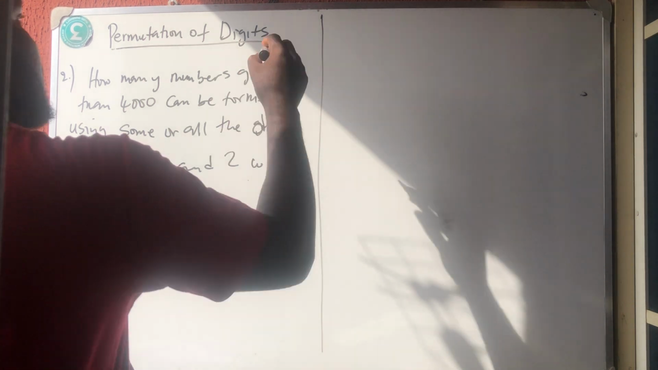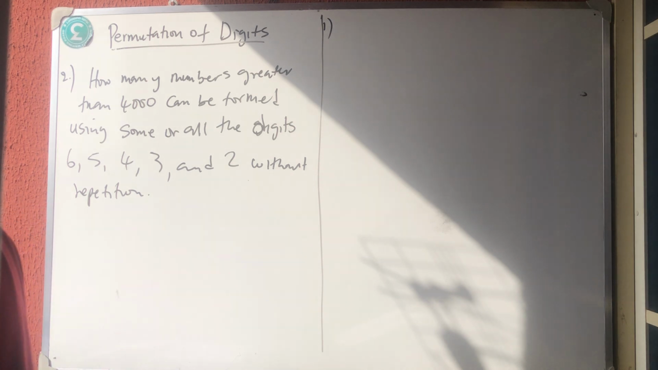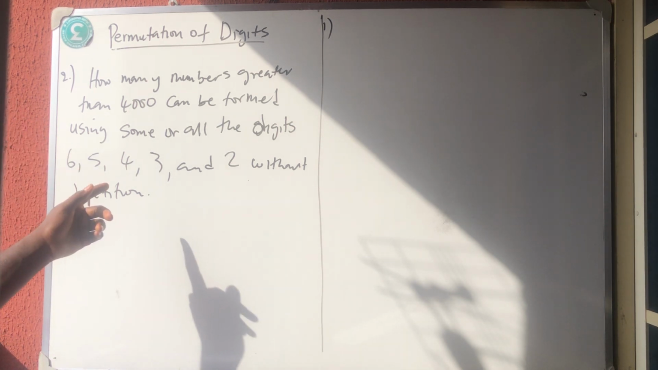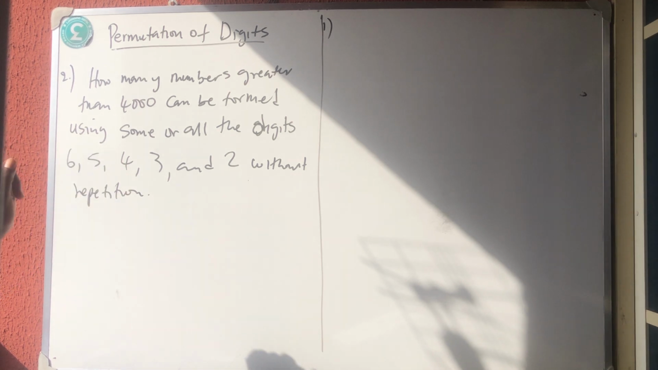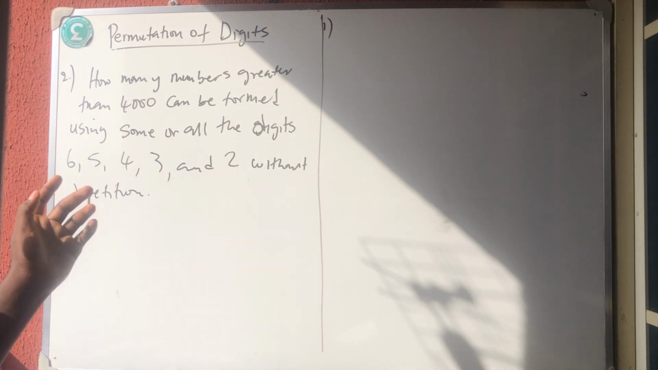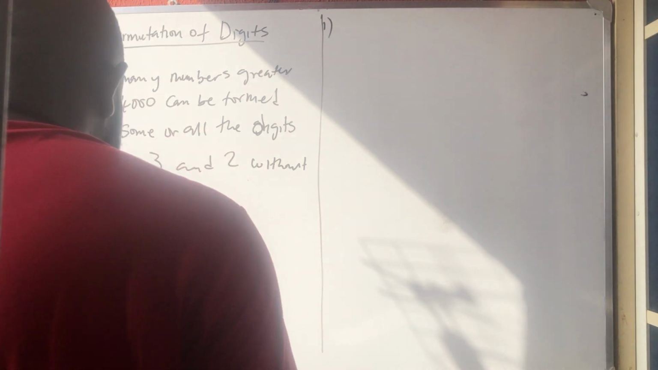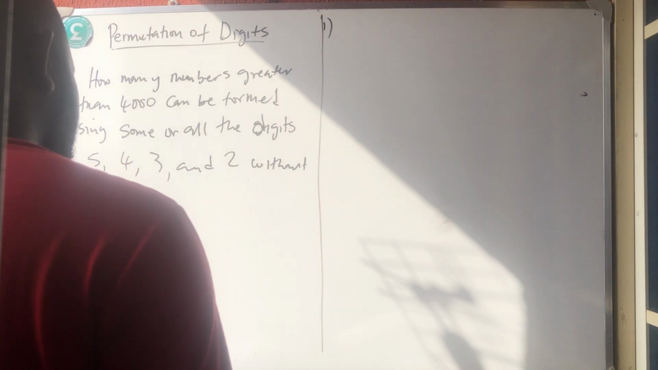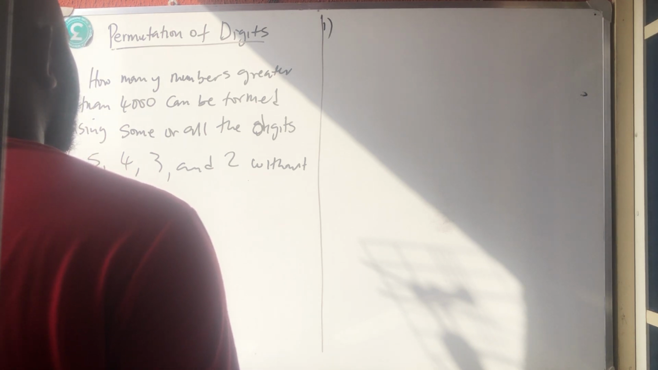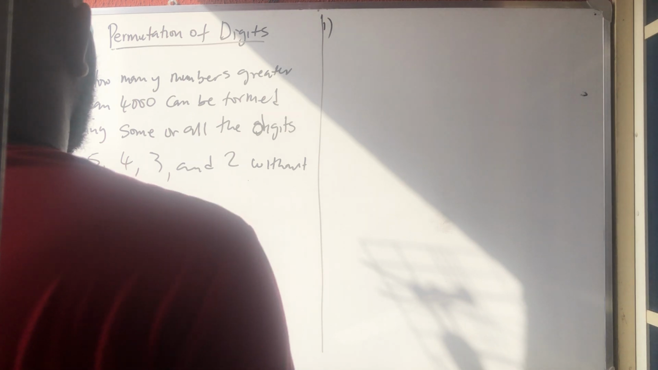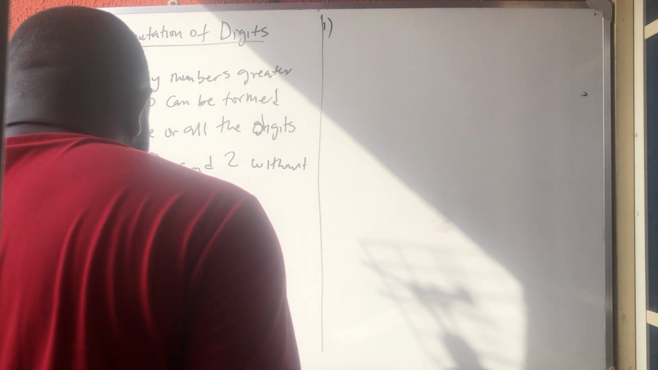Okay, now to form the first digit, we need a number that is greater than 4,000. If I use 4, it can work, but 3 and 2 cannot work to form the first digit. Okay, to form the first digit, numbers greater than 4,000.